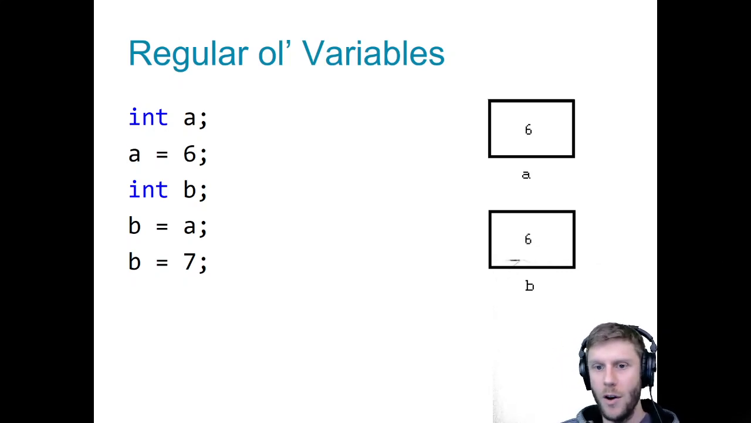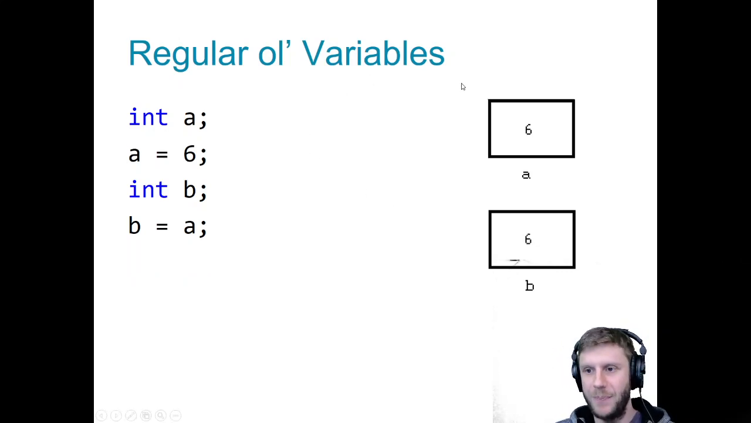If I say b equals 7, I just overwrite whatever was in b with 7 now. Notice that when I say b equals a, it makes a copy of a. It's not like a and b are now the same thing. It made a copy of the contents. But a and b are still two separate variables. They're independent.